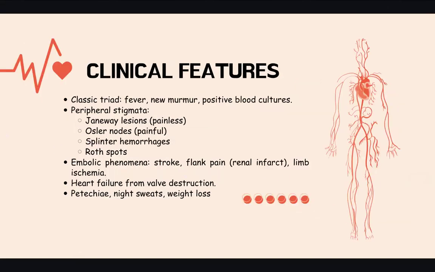Clinically, there's a pretty classic triad, which is fever, a brand new murmur, as well as positive blood cultures. There is something called peripheral stigmata, which is physical signs that you see in correlation with endocarditis, which include Janeway lesions, Osler nodes, splinter hemorrhages, and Roth spots.